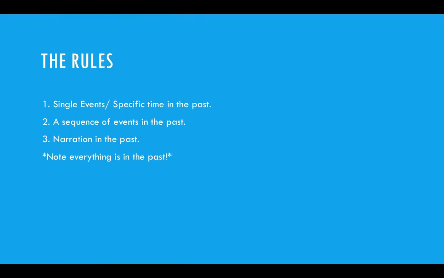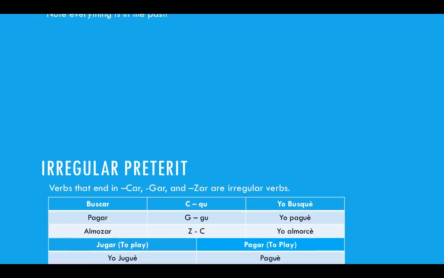When looking for a preterite, we look for a single event, a specific time in the past, a sequence of events in the past, or a narration in the past. And we just look for anything that's in the past.